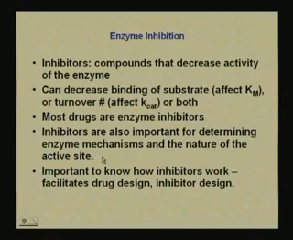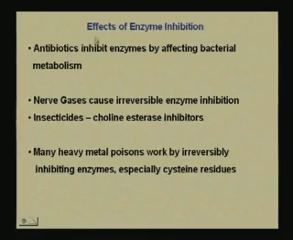So, inhibitors are also used to determine enzyme mechanisms and also the nature of the active site. Okay? And of course, it is extremely important to know how these inhibitors work, because this can facilitate drug design and inhibitor design. Okay? For example, what are the effects of enzyme inhibition? The antibiotics inhibit the enzymes by affecting bacterial metabolism. Okay? So, they act on bacterial enzymes, and so what do you need? You need to have inhibition of those enzymes, so they do not form infection for you.